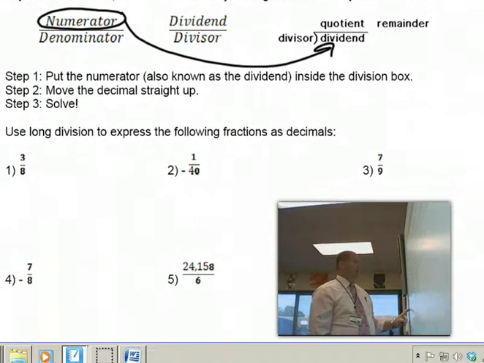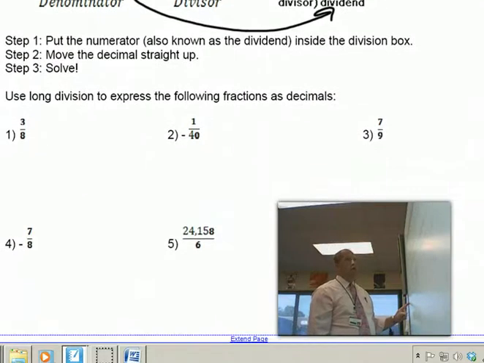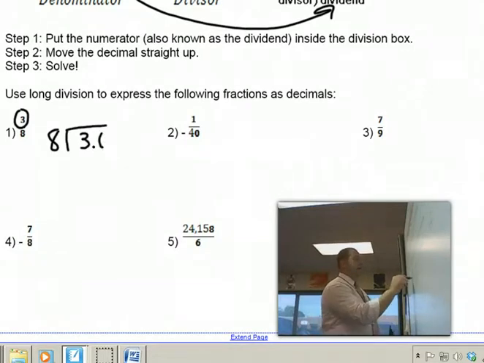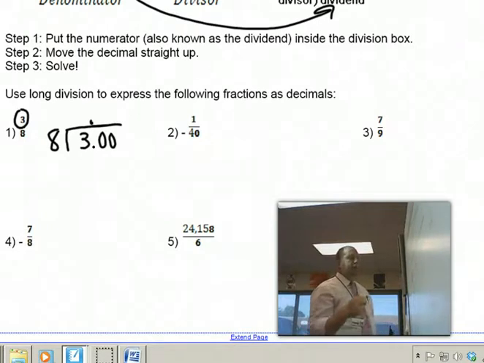So what you're going to do, we're going to use long division to do this. The top number, the 3, is going to go inside the box. That means the 8 goes on the outside. We're going to add the decimal and a couple zeros. The decimal we bring straight up. Now if you're confused and you put the 8 inside and the 3 on the outside, your answer is going to be 2 point something.